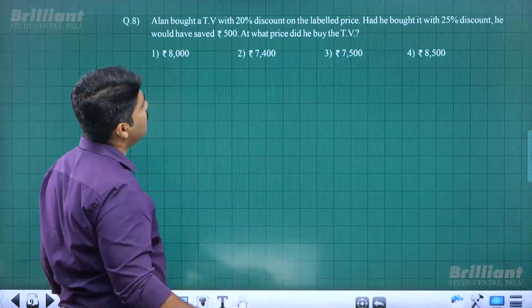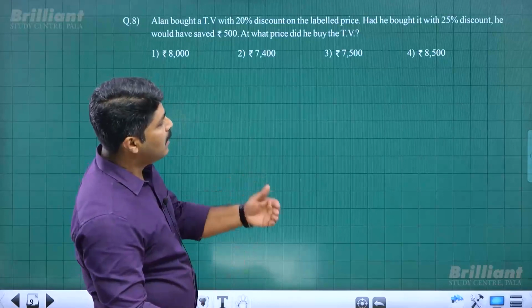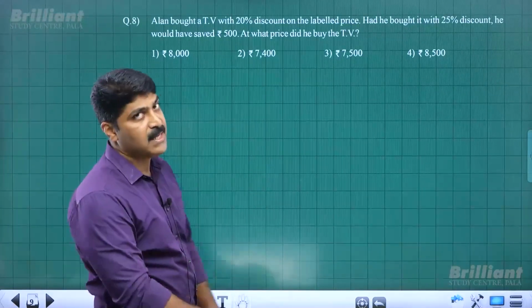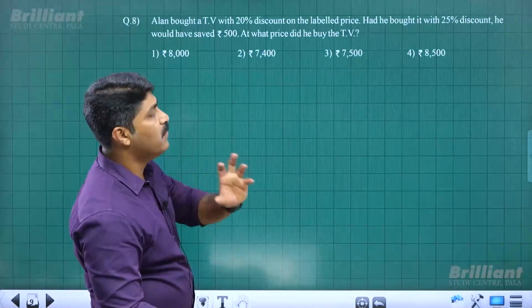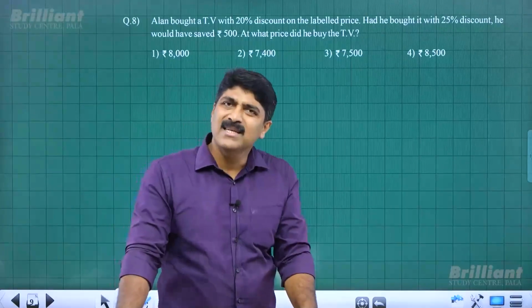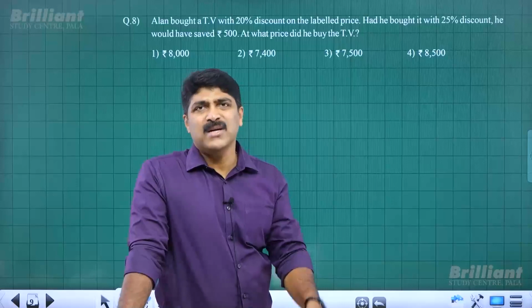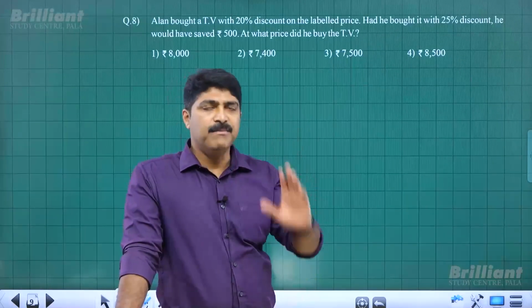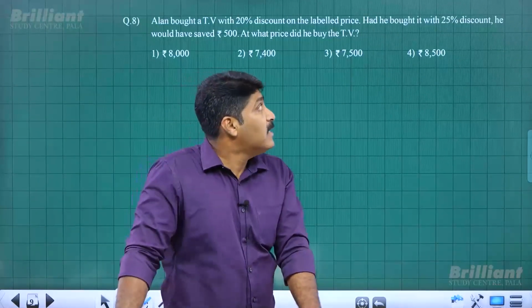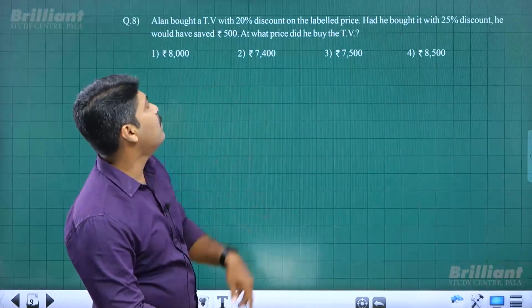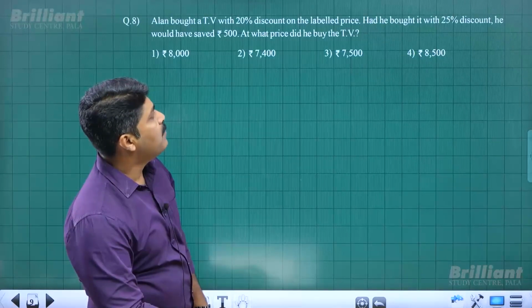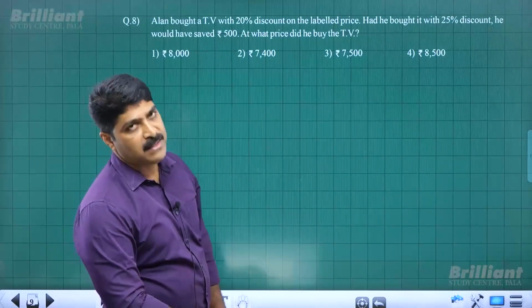Next question. Alan bought a TV with a 20% discount on the labeled price. Labeled price is the same as marked price or listed price. Had he bought it with a 25% discount, that means that's an if condition. That has not actually happened. We are assuming it like that. If there is a discount of 25%, he would have saved 500. At what price did he buy the TV?